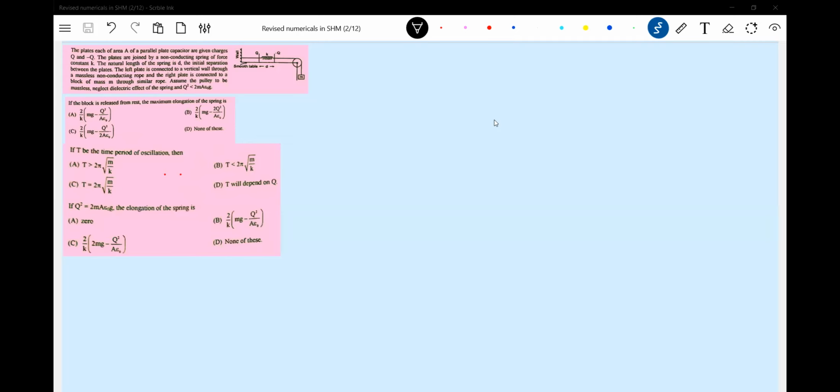Okay, the plates, each of area, parallel case, I'll expand it. Some are telling not visible.